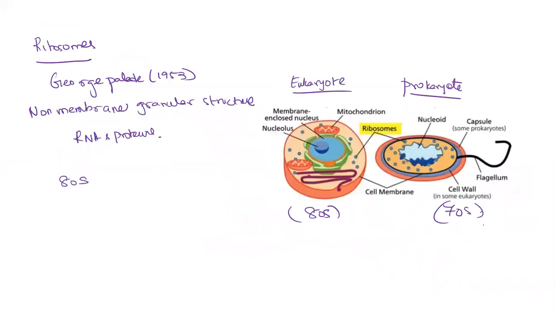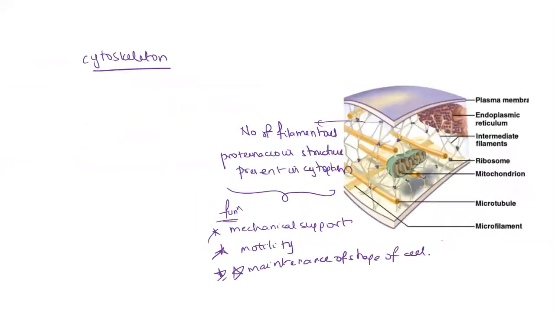So, now coming to ribosomes, you can see 80S ribosomes in eukaryotes and 70S in prokaryotes. And ribosomes' main function is nothing but it helps in protein synthesis. And ribosomes was first discovered by George Palade in 1953.